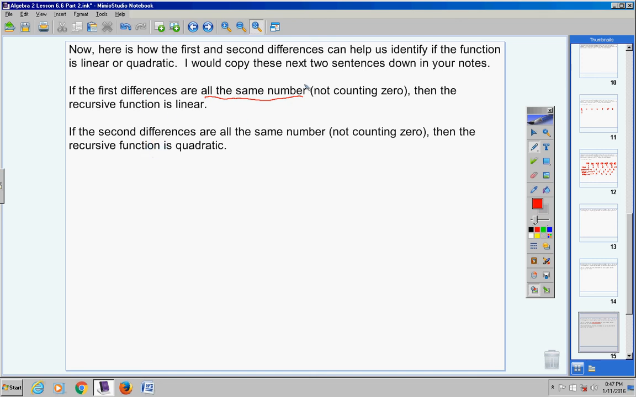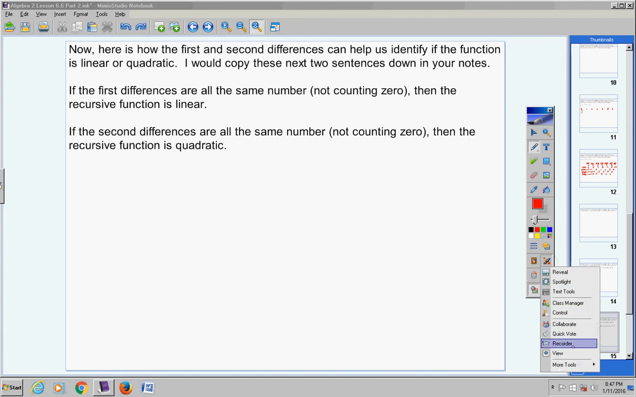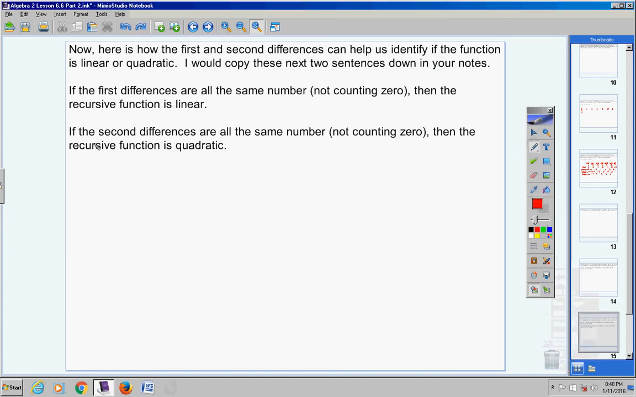Now I'm going to ramble while you guys are copying this down. But this is the key to today's lesson, these two sentences. If the first differences are all the same number, remember 0 doesn't count, then the recursive function is linear. If the second differences are all the same number, not counting 0, 0 doesn't count. If you get a bunch of zeros, that doesn't count, okay? If the second differences are all the same number, not counting 0, then the recursive function is quadratic, okay? Now if you're not done copying this down, pause the video, I'm going to move on.